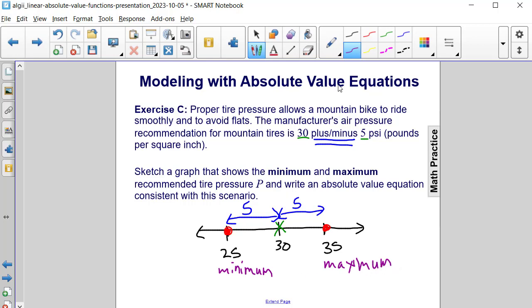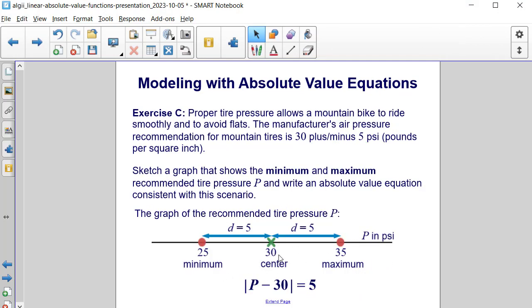values that we have. So now let's try to write a model absolute value equation. So we have the absolute value of our pressure P minus our center point of 30 has to be equal to the distance, which will end up being 5. And here is another version of the graph. It again shows our center point of 30 with the minimum of 25 and a maximum of 35. And the absolute value equation that models this is the absolute value of the quantity P minus 30 is equal to 5.